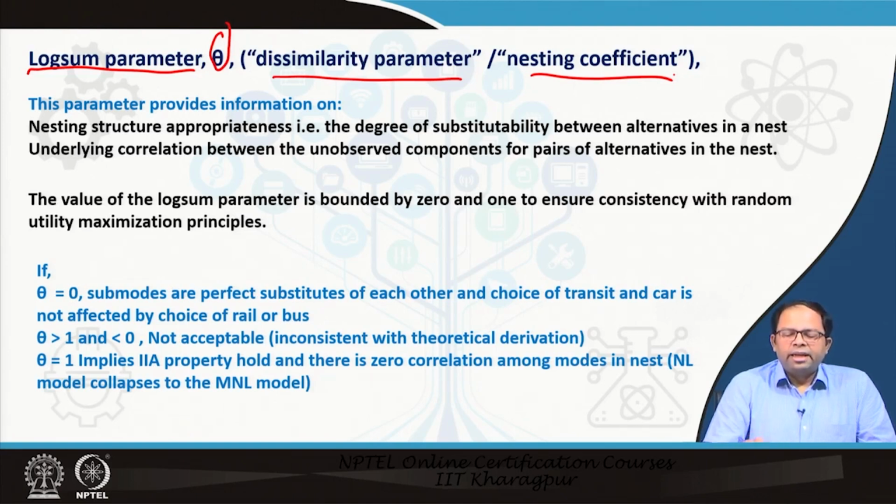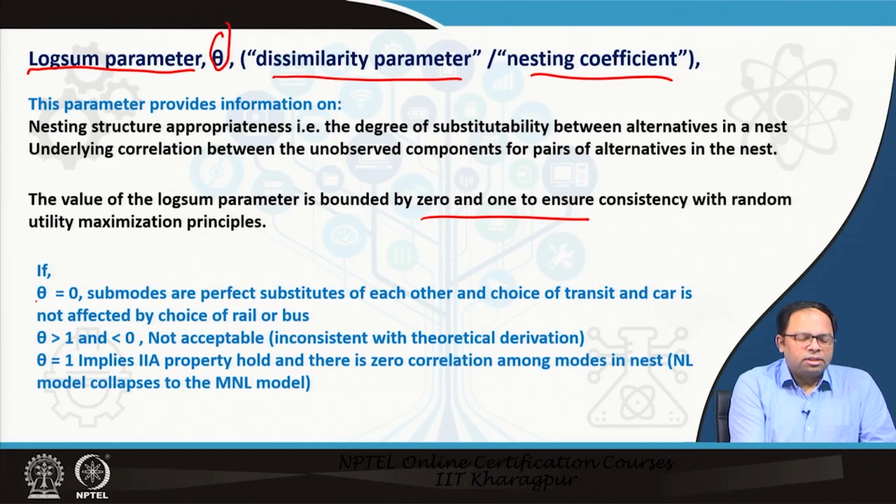That means the degree of substitutability between alternatives in a nest could be estimated using this particular parameter, and the underlying correlation between the unobserved components for pairs of alternatives in the nest also could be looked at using this parameter. Because it is a coefficient for this particular log sum variable, the value of the log sum parameter is bounded by 0 to 1 to ensure consistency with random utility maximization principles. All beta coefficients are within 0 to 1, and two things we need to understand.